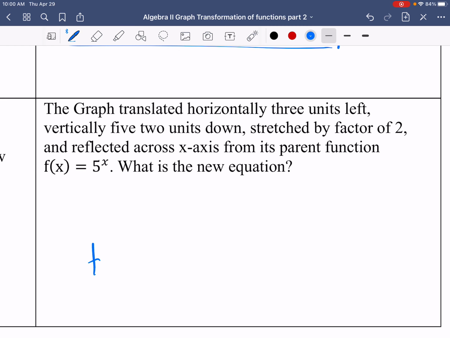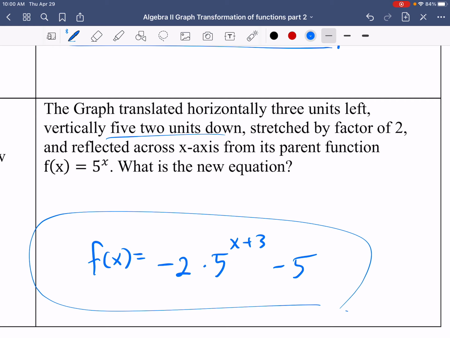Try this question by yourself as well. And that's what you're supposed to get. Okay? If you don't understand, just watch the video carefully and see where I got these numbers from, okay? It's not gonna be too difficult to figure out.